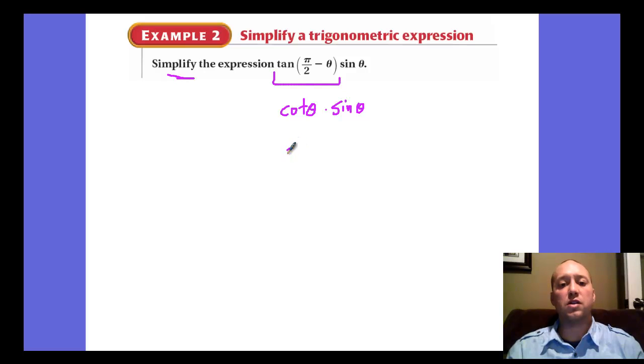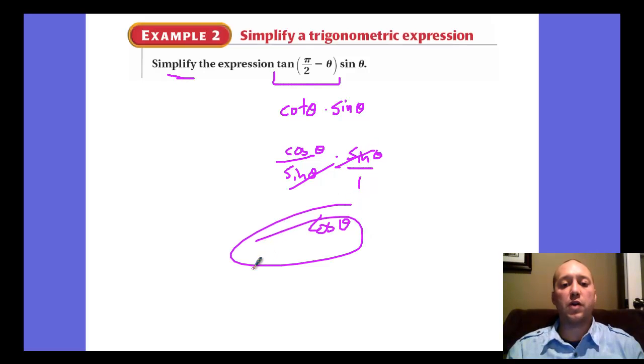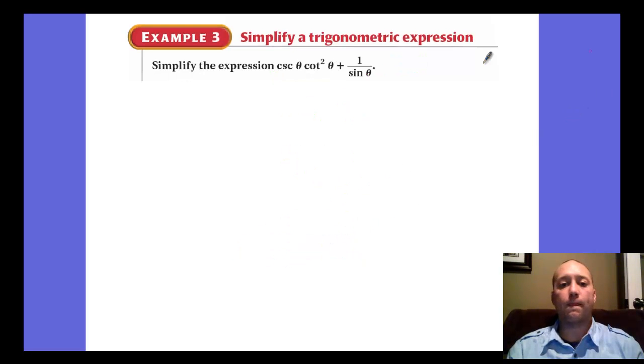Cotangent is cosine theta over sine theta. I'm multiplying that by sine theta. So there, these sines reduce out, so I only get cosine theta. That would be the simplified form. This is equivalent to cosine of theta. Writing cosine theta is not enough. You have to show the work on what you're doing algebraically and using what identities to find that simplified form.